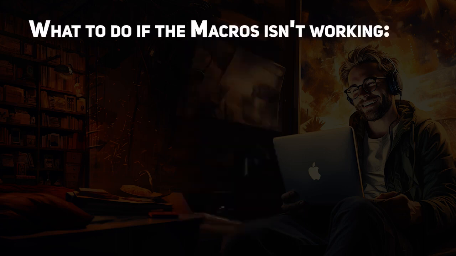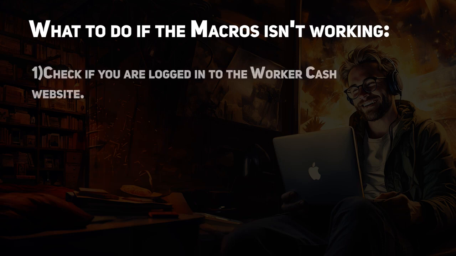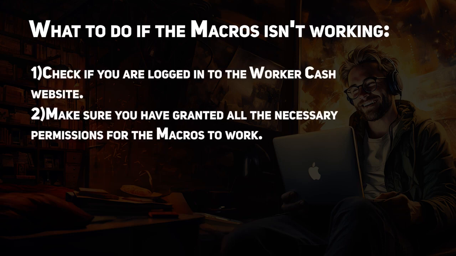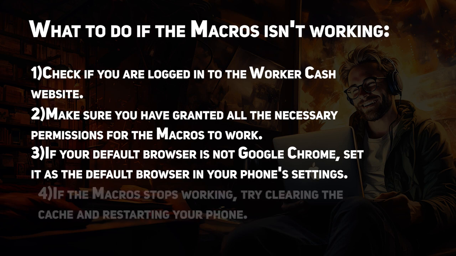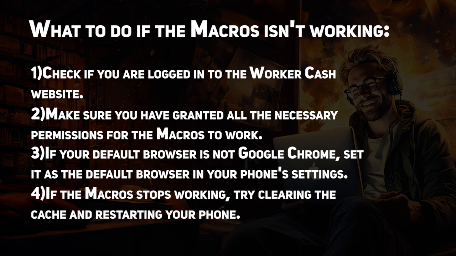What to do if the macros isn't working? 1. Check if you are logged in to the Worker Cache website. 2. Make sure you have granted all the necessary permissions for the macros to work. 3. If your default browser is not Google Chrome, set it as the default browser in your phone's settings. 4. If the macros stops working, try clearing the cache and restarting your phone.